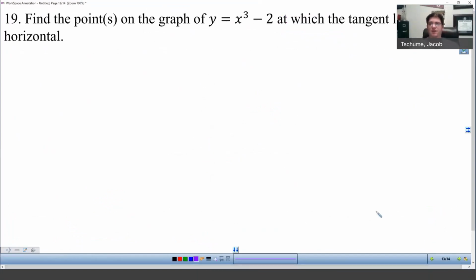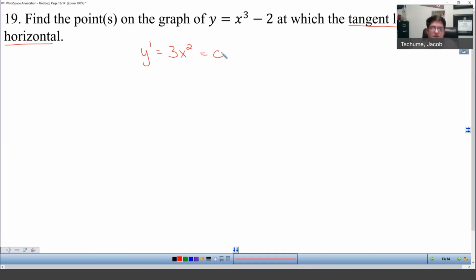Number 19. I want you to find every point on the graph of y equals x cubed minus 2 at which the tangent line is horizontal. So when you see this word tangent line and horizontal, that is telling you to do two things. Number one, find the derivative of your function. So y prime is going to be, so doing my power rule here, 3 goes to the front, the derivative of x cubed becomes 3x squared. And since minus 2 is a constant, that derivative goes to 0. So just ignore it.